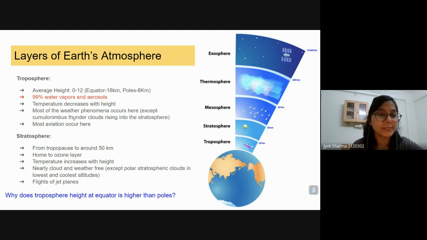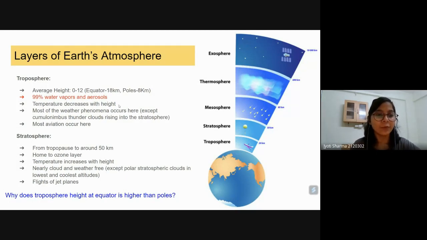The third characteristic is that the temperature decreases with height. Khushbu, can you tell me once again why the temperature is decreasing with height here in the troposphere? Khushbu? Okay, so let me tell you about this.